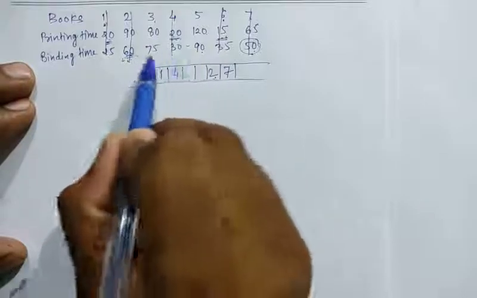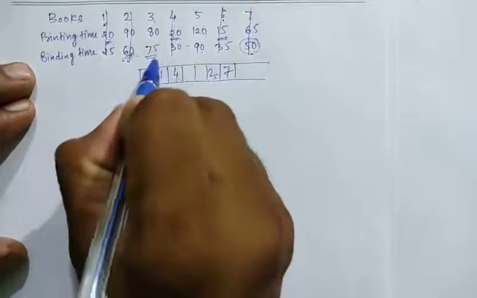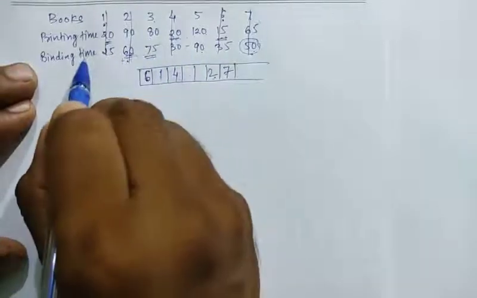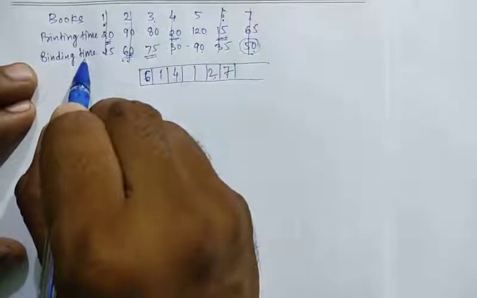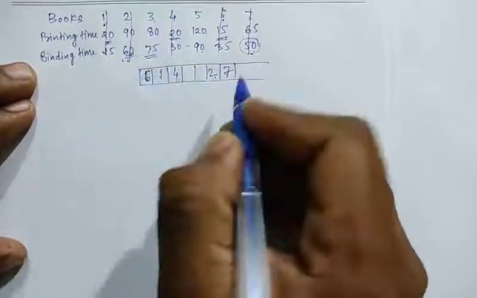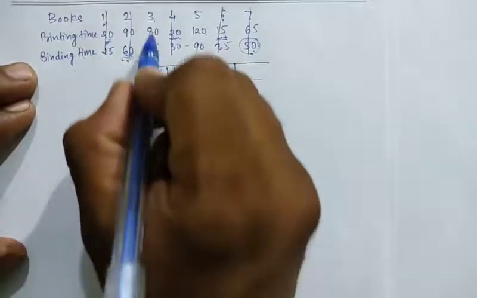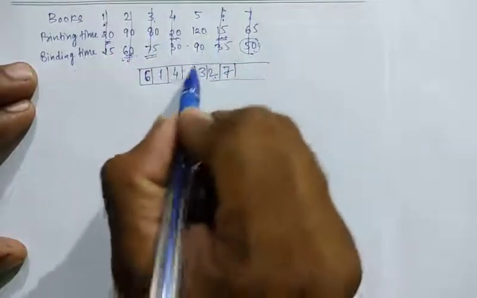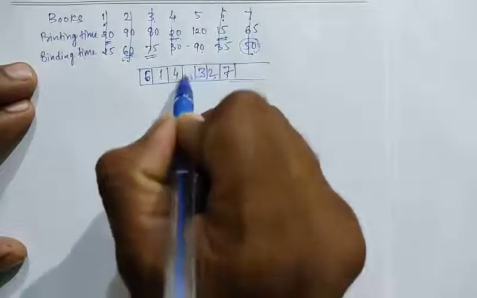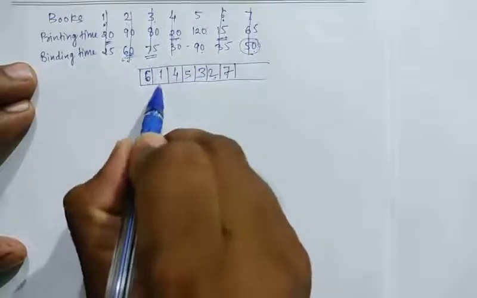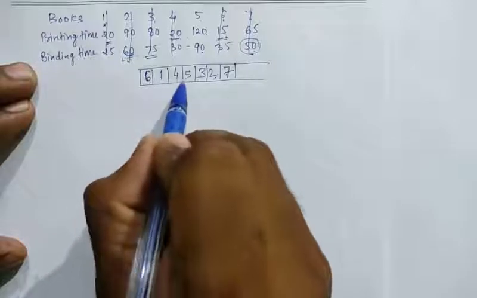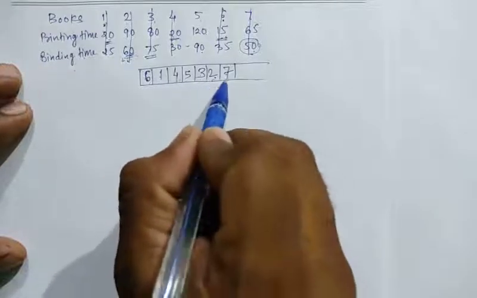Now in the remaining two, which one is the minimum value? So minimum value is 75 and 75 is for second machine. So we place third job last, that is before 2. So here we place this third job. So last we directly write fifth job. So we get the sequence 6 1 4 5 3 2 and 7.